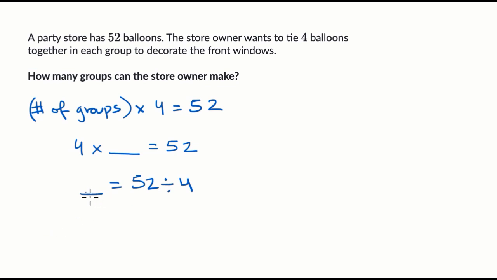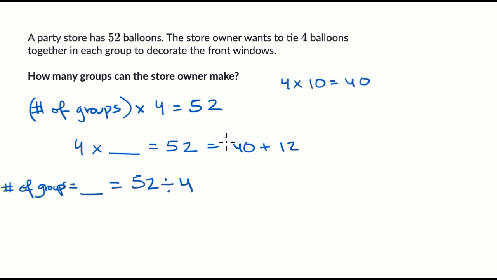So what do we get for that? Blank, which is also going to be the same thing as the number of groups. Well, actually, let's go back to this one right over here. 4 times what is equal to 52? Well, we know that 4 times 10 is going to get us to 40. So how do we get to 52? Well, we have to get another 12. So another way to think about it is 4 times what is going to be equal to 40 plus 12.